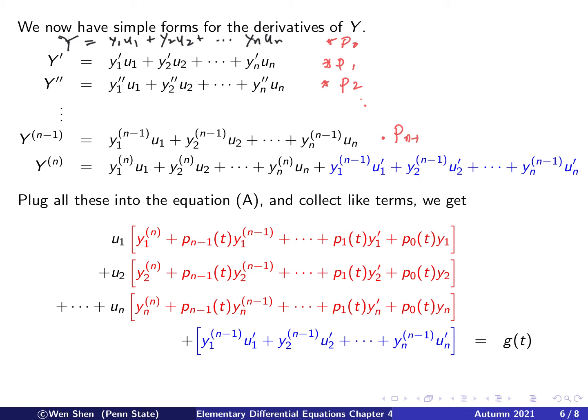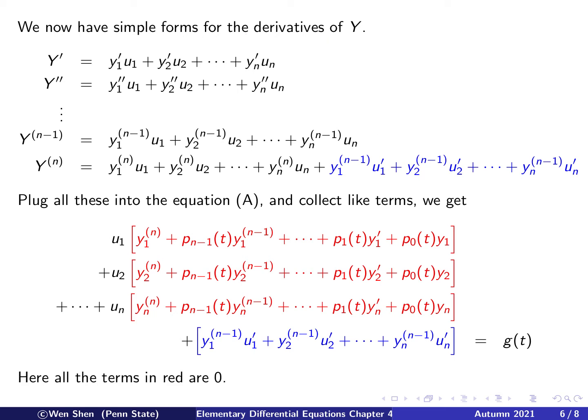And then what remains are these blue terms. They are not multiplied by anything, so let me just repeat them here. All the blue terms come over here, and then the right-hand side is g of t. Okay, so we get this constraint, which currently looks very big, but we'll simplify it.